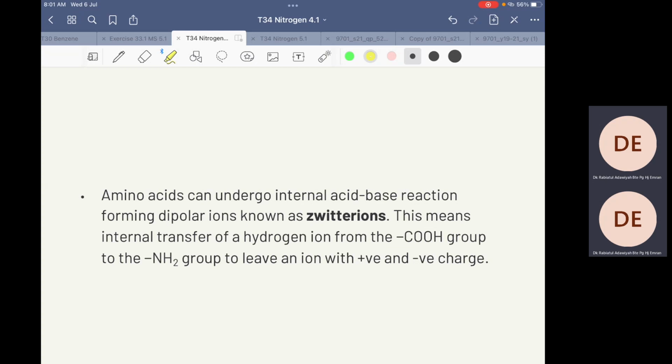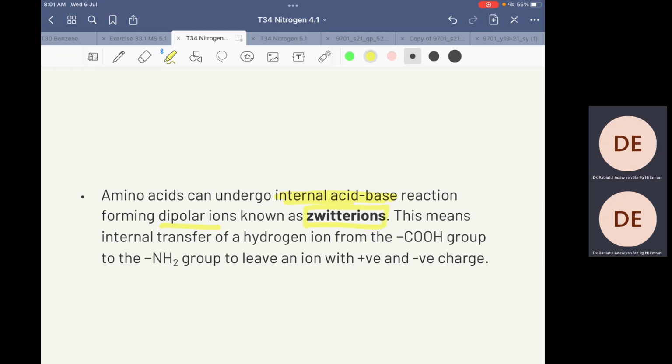Okay, so amino acids can undergo internal acid-base reactions. So that means in that one molecule of amino acid, there's the acidic part and there's the basic part. So what can happen is the acid and the base can react internally. Okay, so that means it reacts within that one molecule of amino acids. That's what it means by internal, okay? To form a dipolar ion known as Zwitterion. So I'll show you what a Zwitterion is.